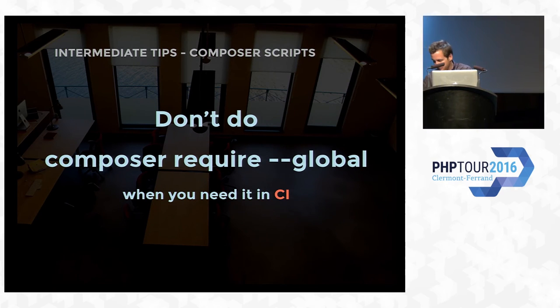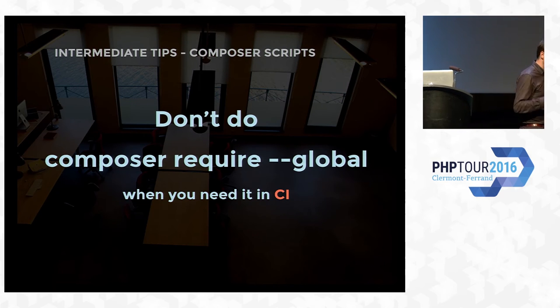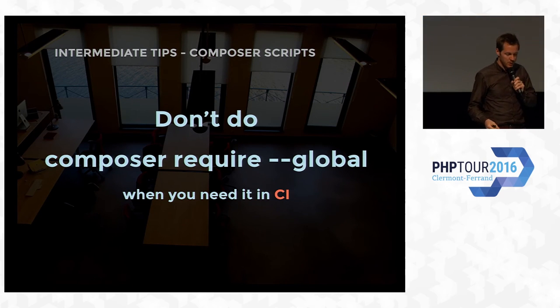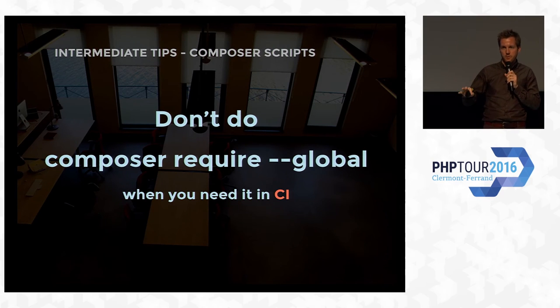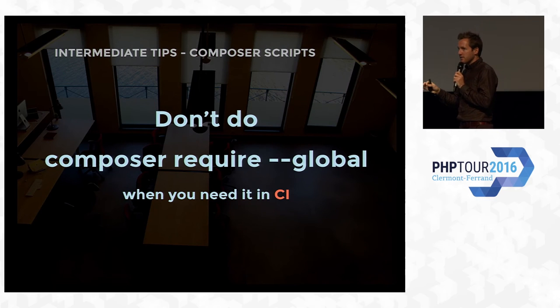The next thing is global scripts that you can install with Composer. You can do composer require --global and install PHPUnit globally on your computer. I would advise against that, because that tool is supposed to run in CI as well, so you want to keep the versions in sync. You want to run the same PHPUnit version locally to run your tests and in CI. So whatever is used in CI, don't install it globally on your computer.